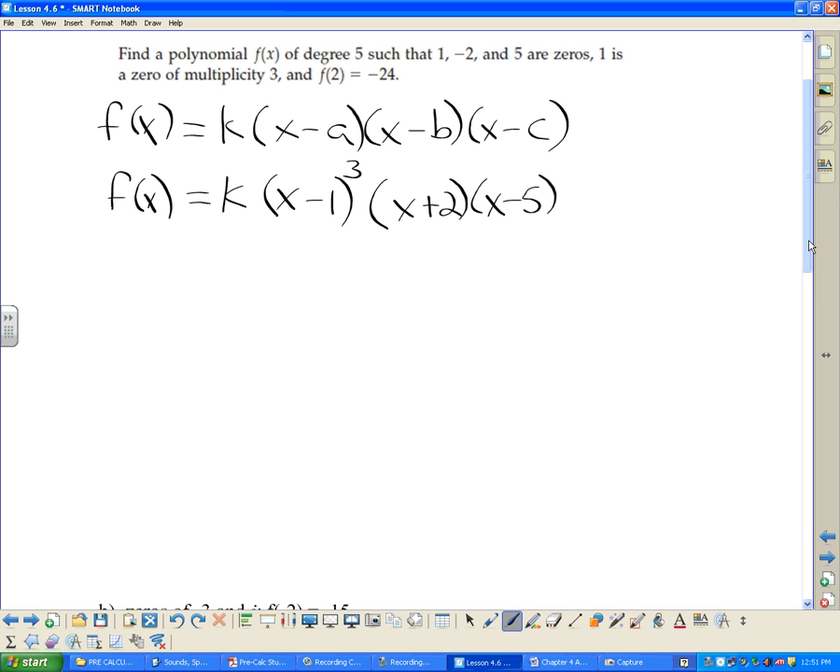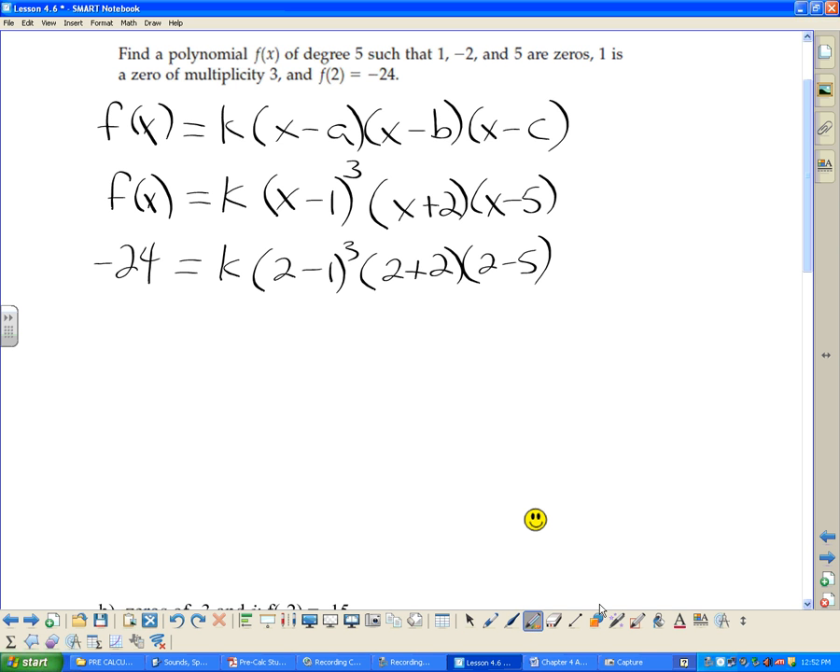So to find k, we're going to put -24 in for f of x, and we're going to put 2 in for x. And then we're going to solve this equation for k, so we can find the number that really will stretch this graph out or compress this graph, so that we can see then that when x is 2, then y is -24.